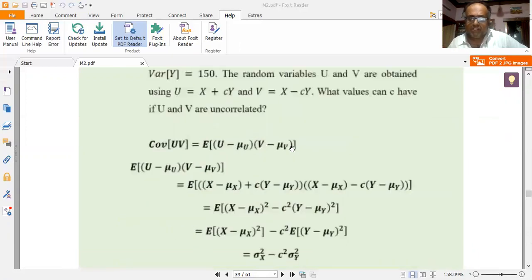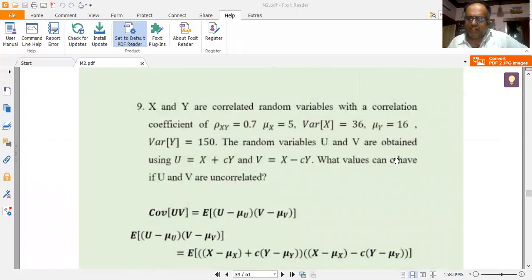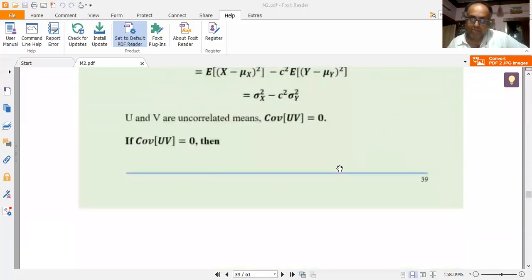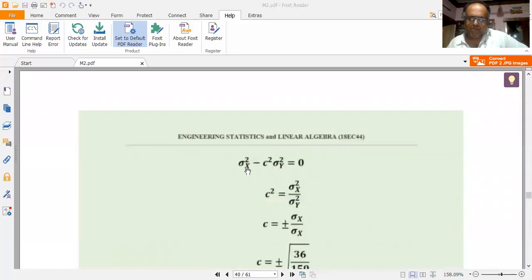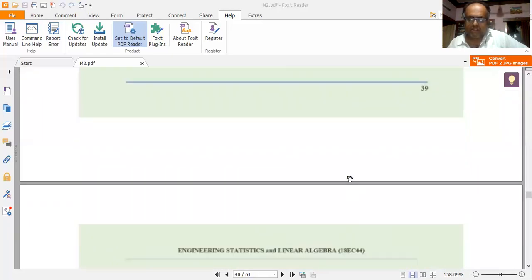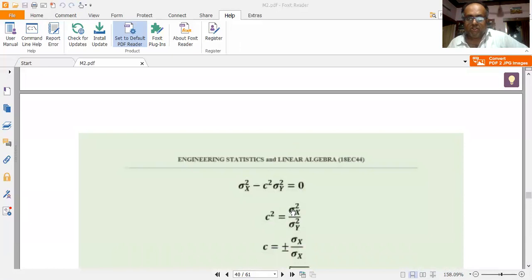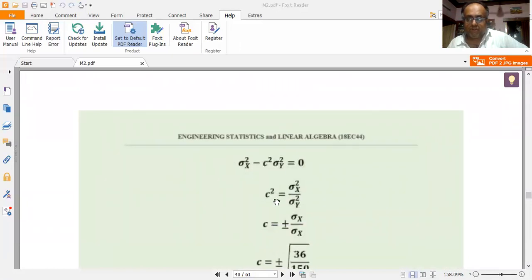He has mentioned in the problem statement that you have to find the value of c such that U and V are uncorrelated. So the covariance of UV should be equal to 0. So I get sigma x squared minus c squared sigma y squared is equal to 0. I have calculated that covariance is equal to sigma x squared minus c squared sigma y squared, so if covariance of UV is equal to 0, this term should be equal to 0. Now solve for c squared. I get c squared is equal to sigma x squared by sigma y squared. Again, this fellow has made a silly mistake.